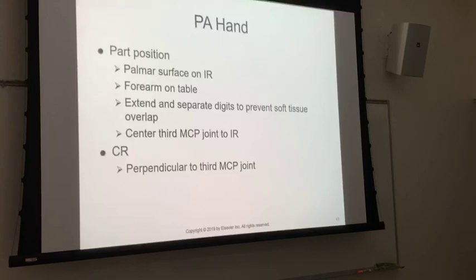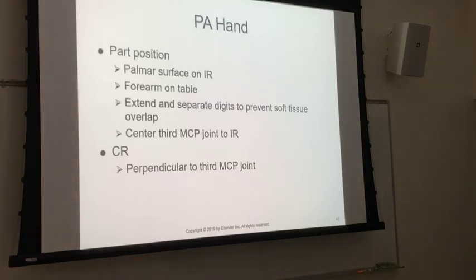So central ray again is going to be right in the middle of the anatomy, third metacarpophalangeal joint. Central ray is going to be perpendicular to the third metacarpophalangeal joint. Now, point this out for the test. Whenever the test comes up, central ray has to go through the joint space, right? It has to go through the joint space.